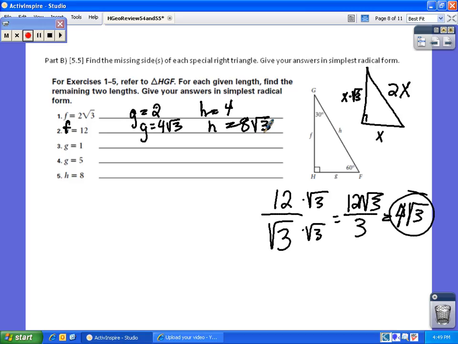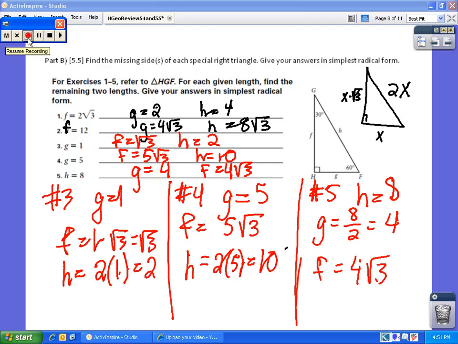I'm going to work out problems 3 through 5, and then you can check your answers with mine. Here are the answers that I got for the remaining sides in 3, 4, and 5.